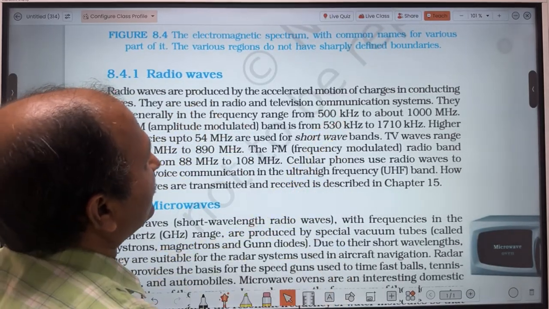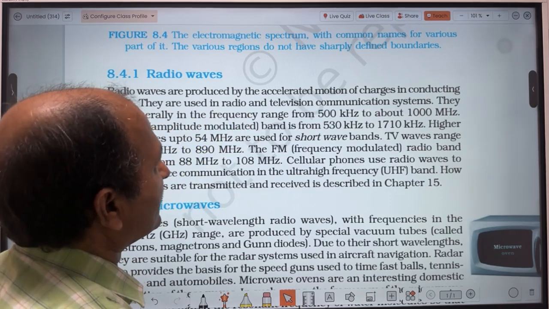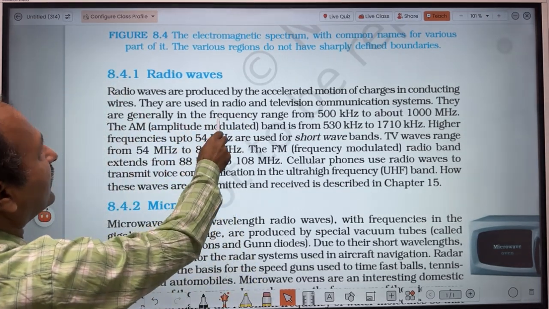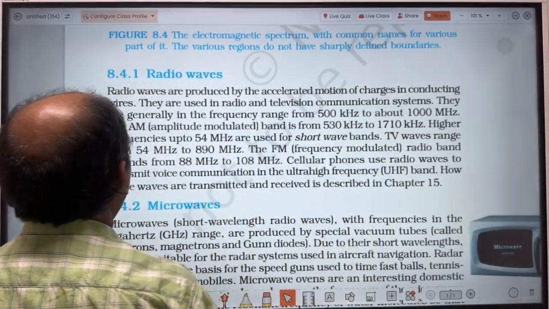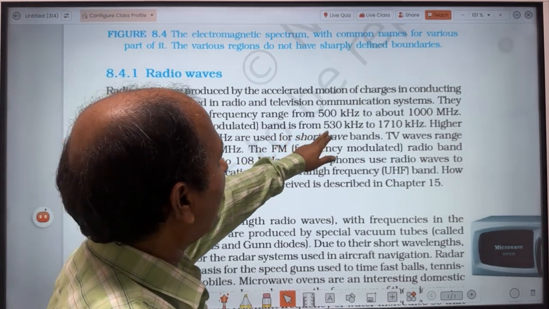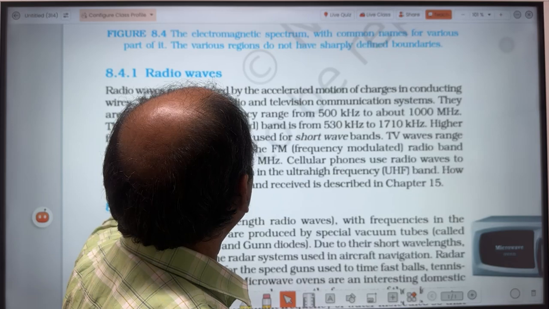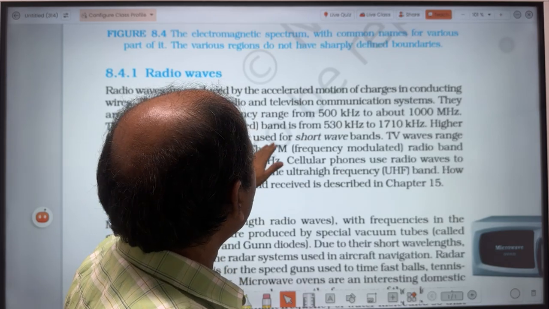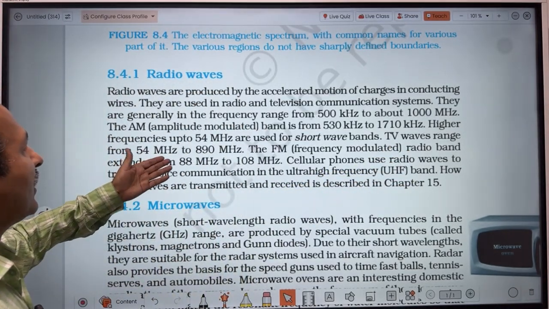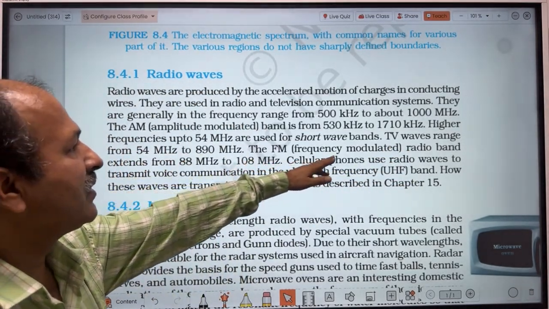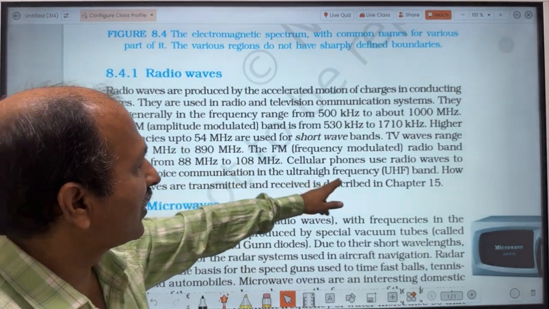Radio waves are produced by the accelerated motion of charges in conducting wires. They are used in radio and television communication systems. They are generally in the frequency range from 500 kilohertz to about 1000 megahertz. The AM amplitude modulated band is from 530 kilohertz to 1710 kilohertz. Higher frequencies up to 54 megahertz are used for short wave bands. TV waves range from 54 megahertz to 890 megahertz. The FM frequency modulated radio band extends from 88 megahertz to 108 megahertz.